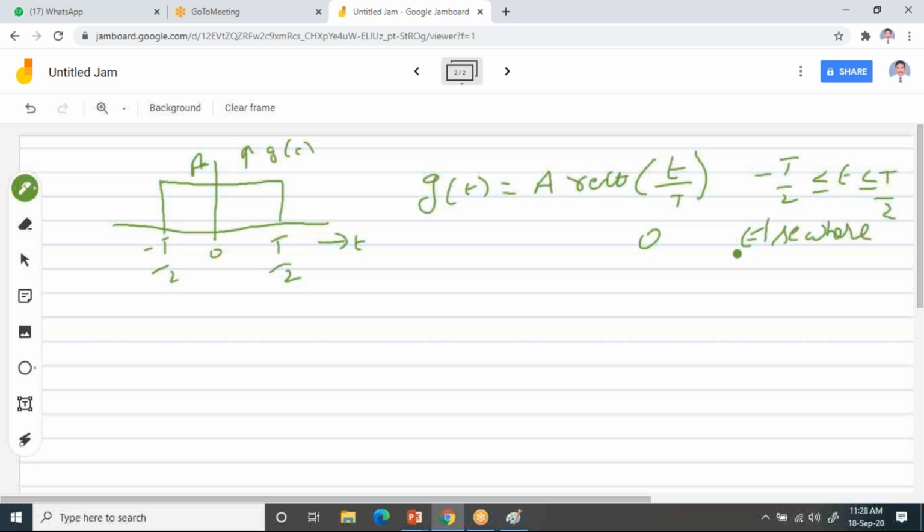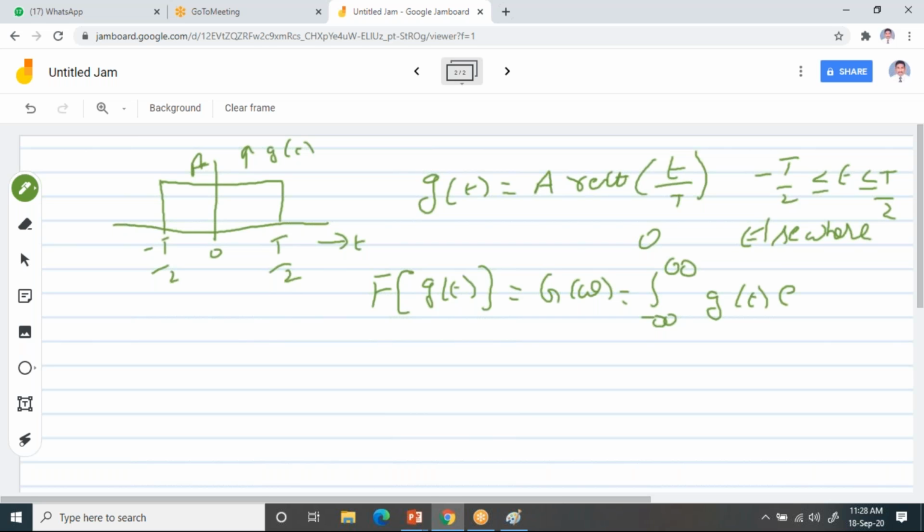Now we know the basic formula for the Fourier transform of any given function. Fourier transform of g of t, I can say it as G of omega, which you can write as integral minus infinity to plus infinity g of t e power minus j omega t dt. Now here this g of t is nothing but a rect t by T, and this is existing from minus T by 2 to T by 2.